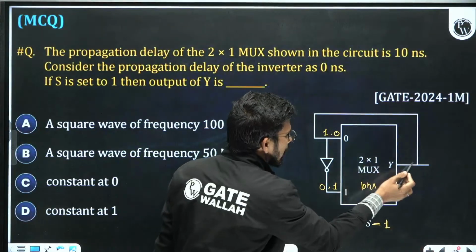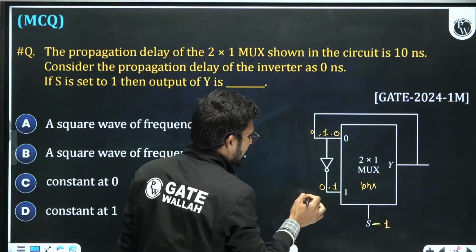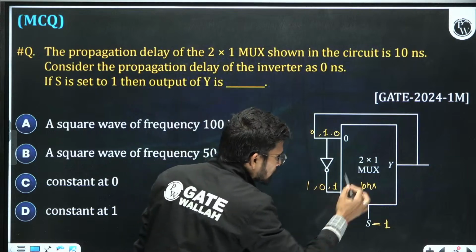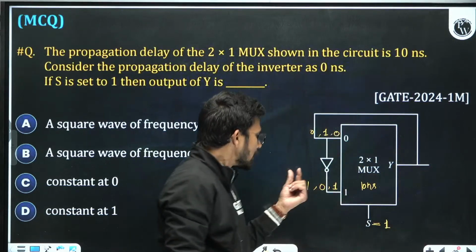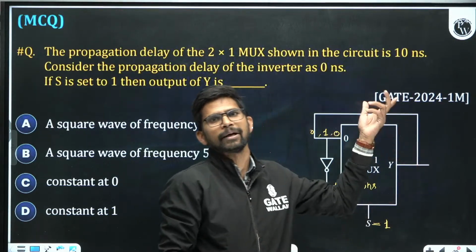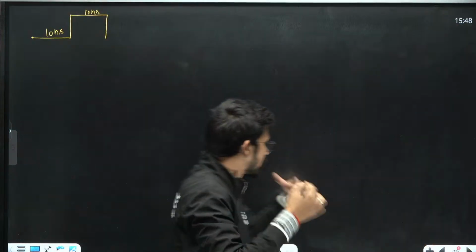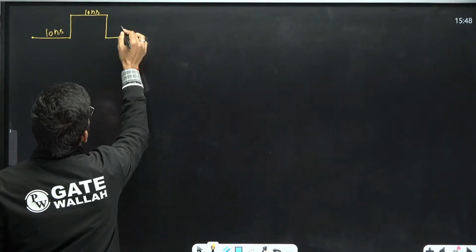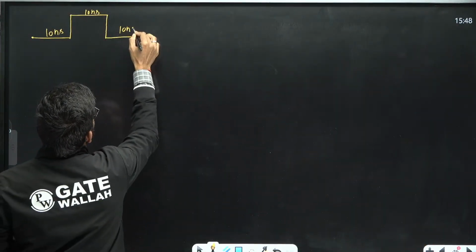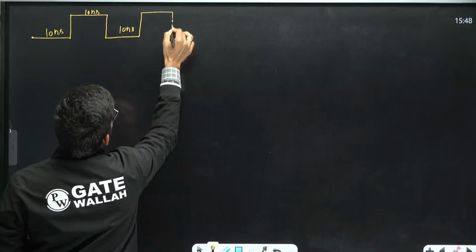Now this y is 0, so again here it will be 0 and here it will be 1. This 1 will be transferred after 10 nanosecond. Till then, y will remain at its previous value, that is 0. So for the next 10 nanosecond, y will be 0. And then again the same process will happen. y will go 1, 0, 1, 0, 1.